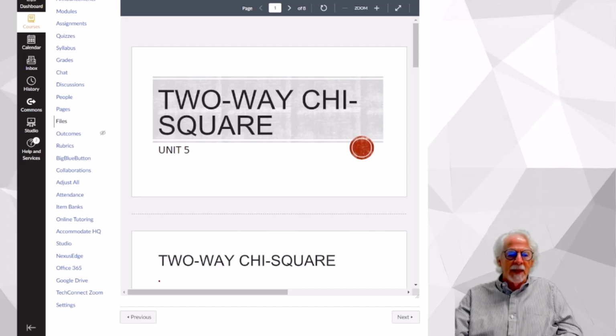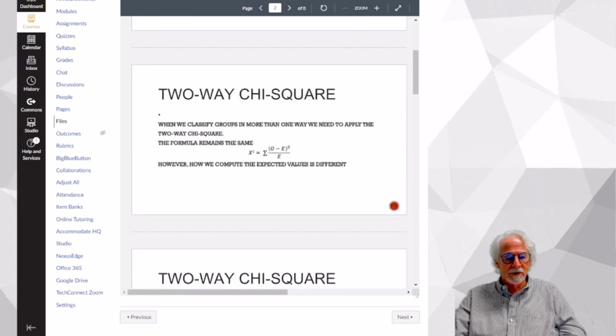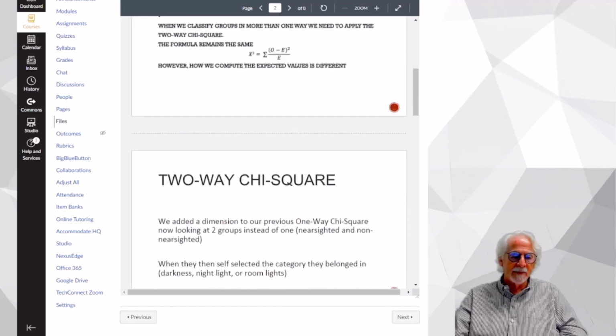Okay? So, two-way chi-square, the formula is the same, right? The thing is, we're just going to classify people in more than one way. And you're going to see this, right? However, when we do this, the big change here is how we compute the expected values. So the expected values, it takes more work than just dividing the categories, right? We're going to do a little bit more work to get the expected values for the two-way chi-square. I'll show you that right now.